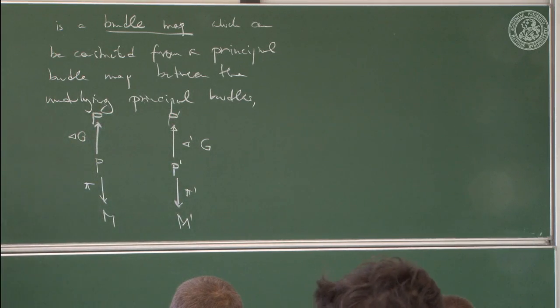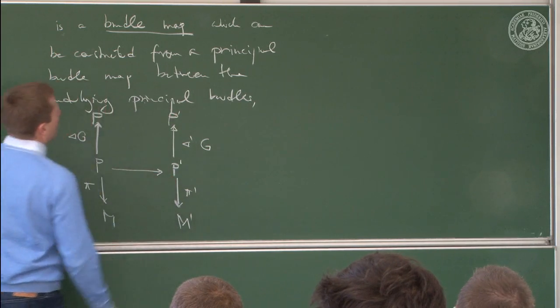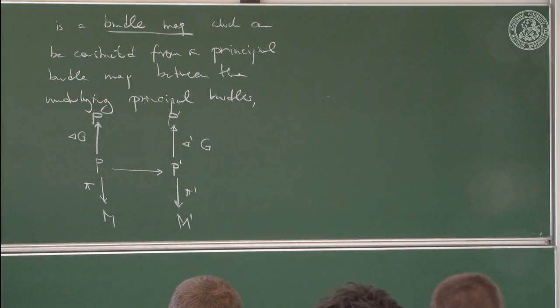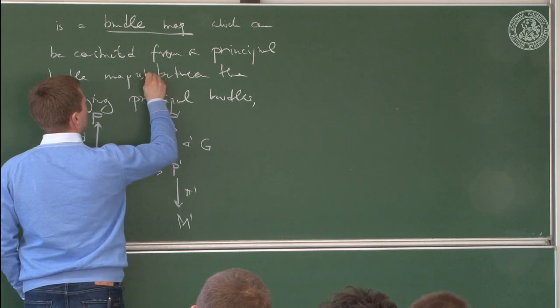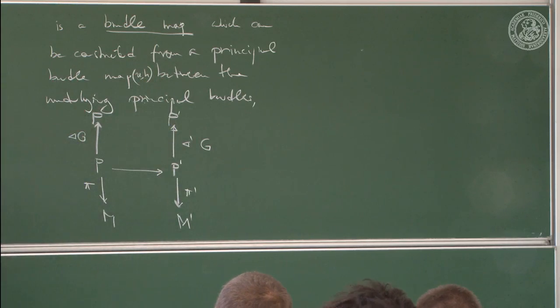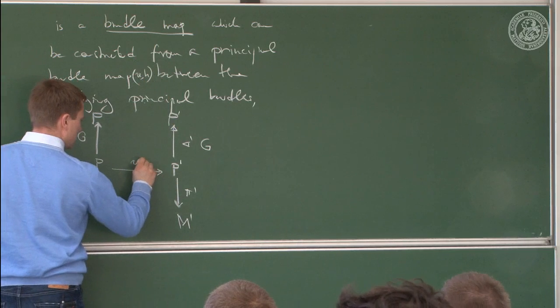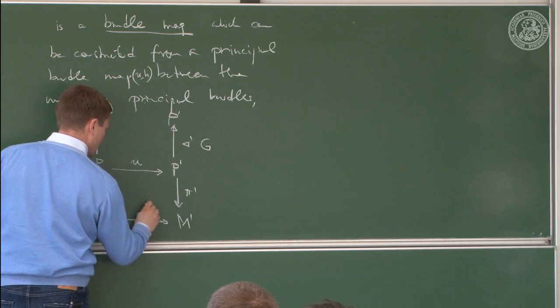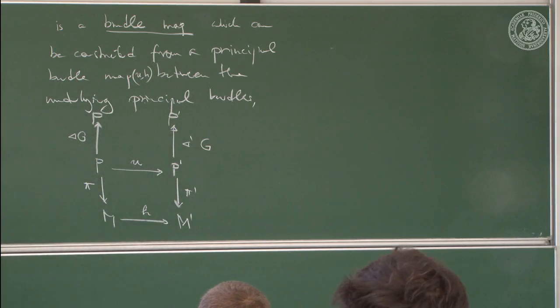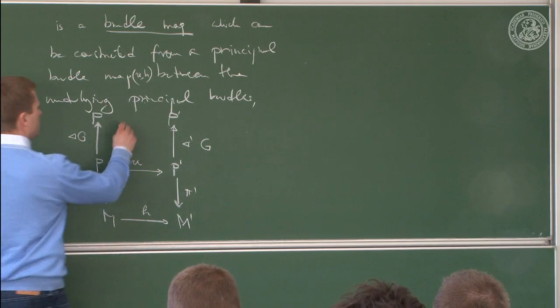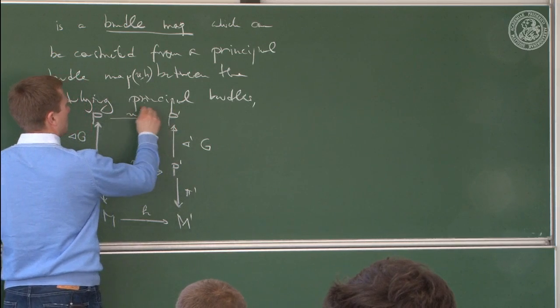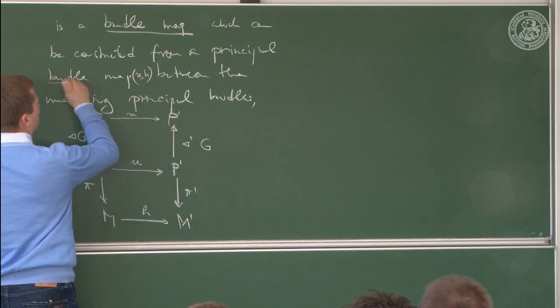Okay? And so we say it can be constructed from a principal bundle map, and let's call this principal bundle map (U, H). You know that that's a pair of maps, U and H. And then, of course, this U appears up here again, from principal bundle maps.